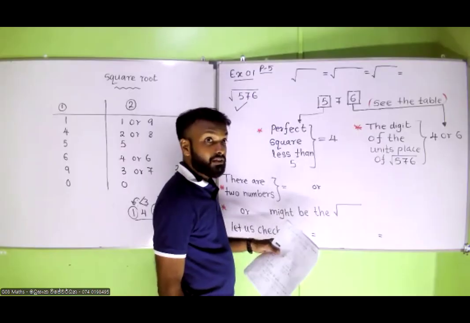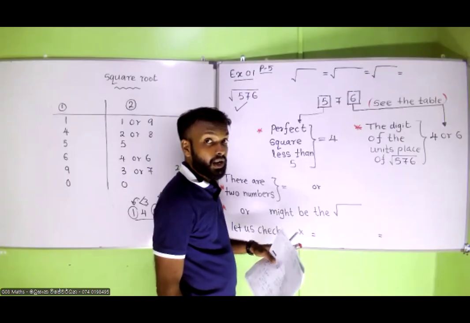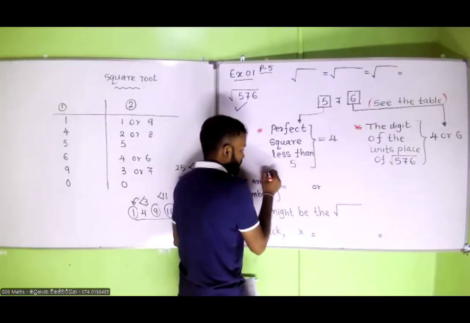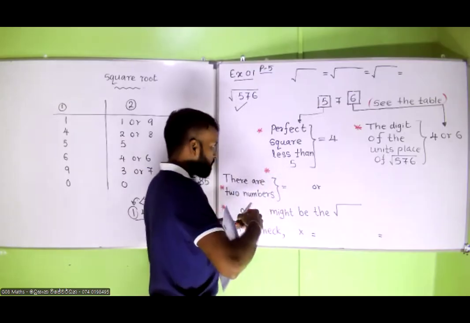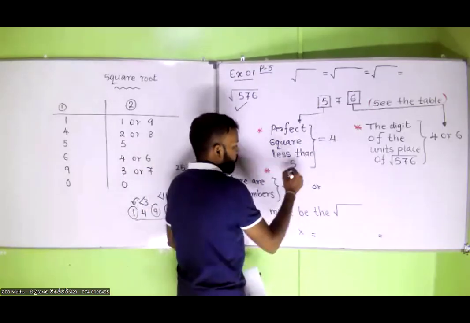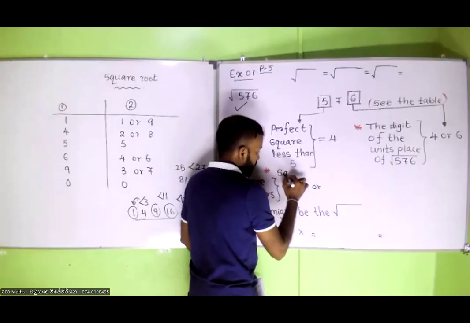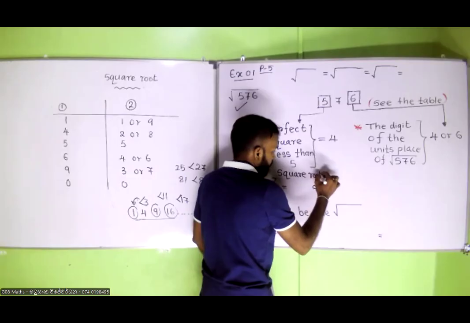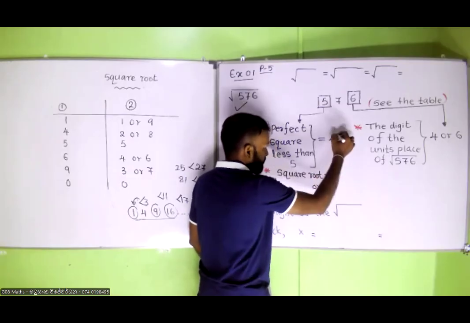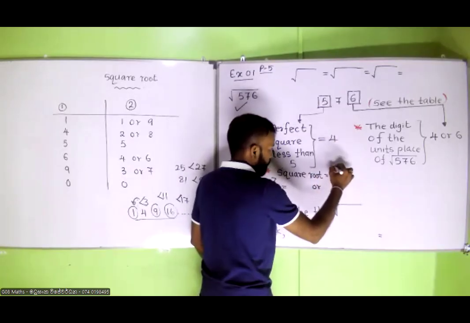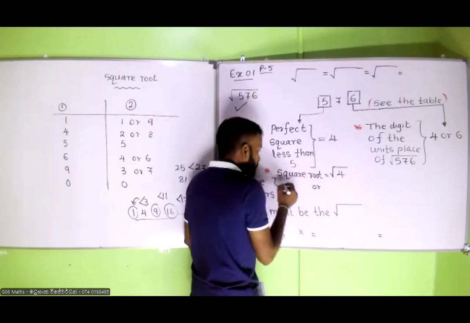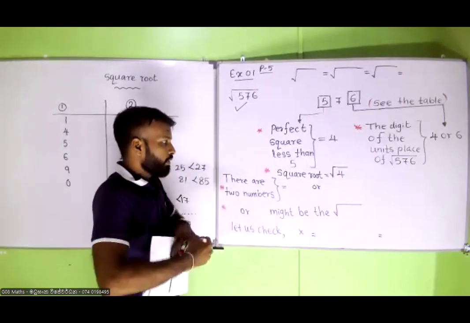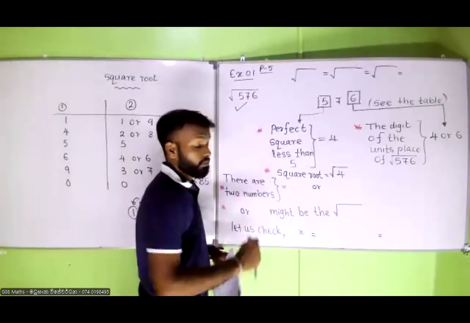Sorry, I have missed a step. You need to take the square root of 4. This part is very important. So I have done a little bit wrong here. I have missed one step.